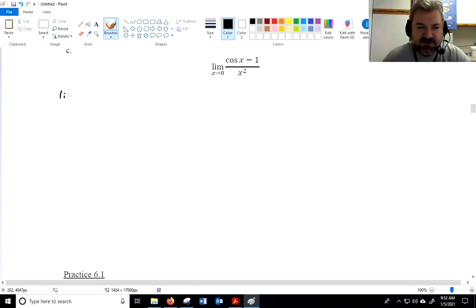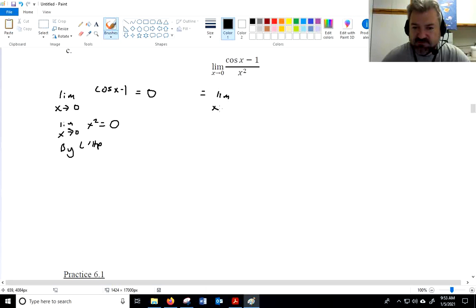To apply L'Hopital's, I need to establish that I have an indeterminate form of either infinity on top and infinity on bottom, or 0 on top, 0 on bottom. Well, we agree that that's 0. And the limit on the bottom, the limit as x approaches 0 of x squared, just by direct substitution, is also 0. So by L'Hopital's, we know that this limit must be equal to, remember, very important to show this step, the derivative of cosine is negative sine. The derivative of 1 will just go away. And then the derivative of x squared is 2x.